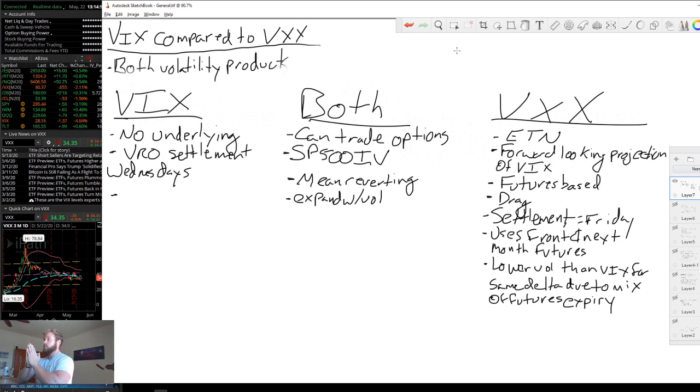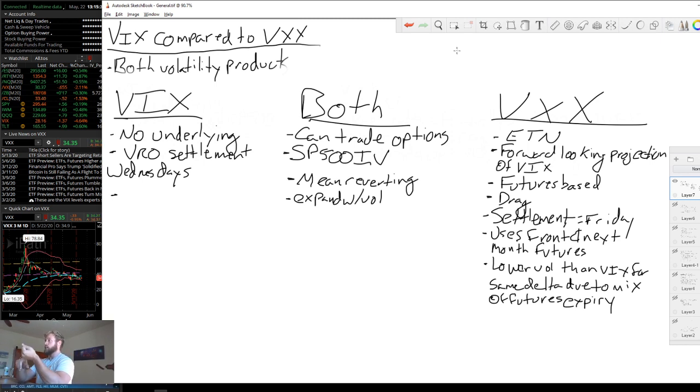Now, VXX is a forward-looking projection of the VIX. The VIX tracks the current S&P 500 volatility. VXX is a forward-looking projection of VIX. Like a lot of other ETNs that we see, it's a futures-based product. That means it's a portfolio that uses futures to track the price of the VIX. So it uses /VX futures. And what that means is it's very susceptible to drag.